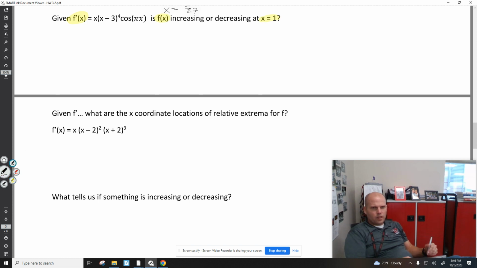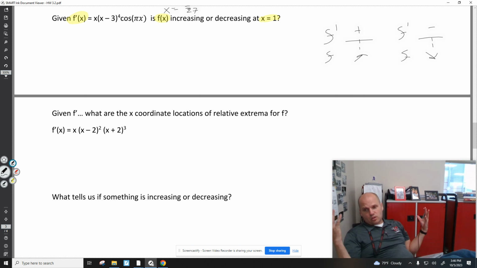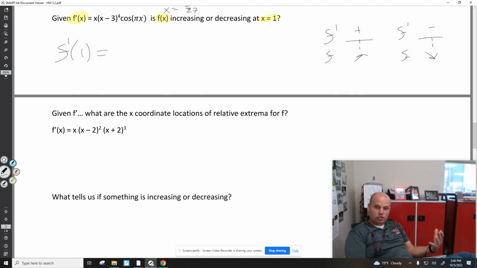Well, if F prime at 1 is positive, F is increasing at 1. If F prime at 1 is negative, F is decreasing at 1. I don't even have to do the whole step 1, step 2 business. I actually just have to figure out what is the sign of F prime at 1. What is the slope at 1?